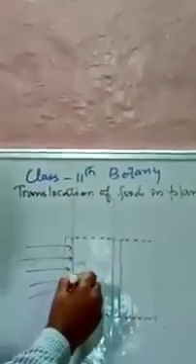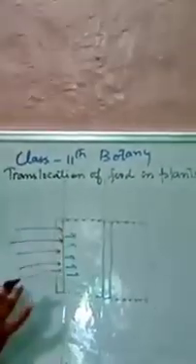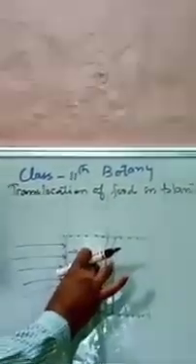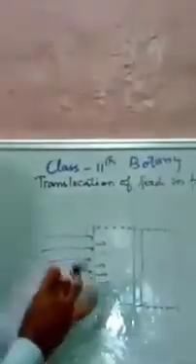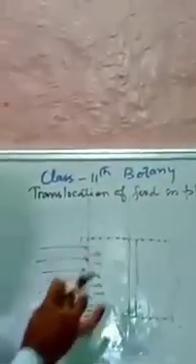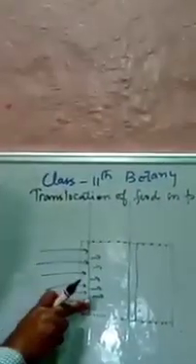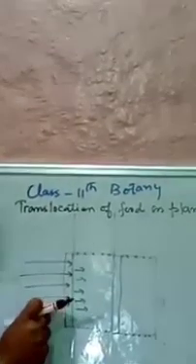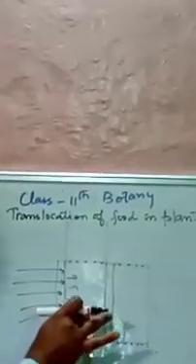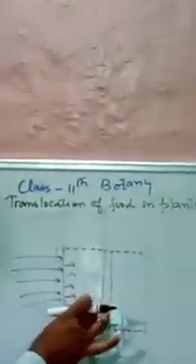So it does not directly make its way into this sieve tube, but it first enters through this companion cell. Then it enters into this, what we call the sieve tube.